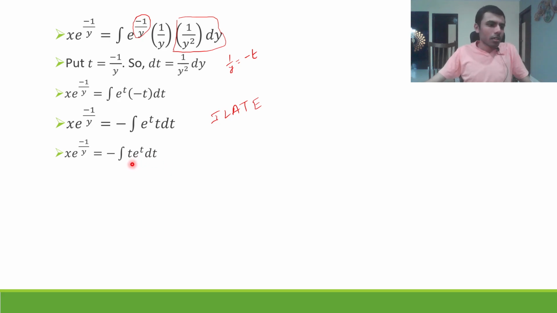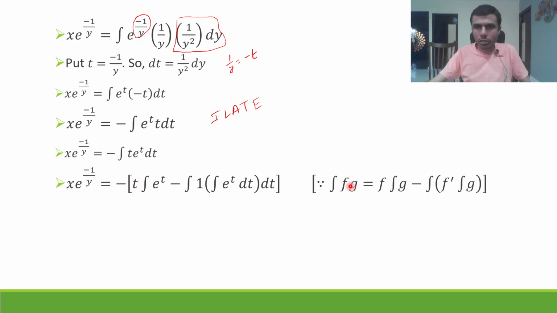Next. So integral fg is nothing but f integral g minus integral of f dash integral g. So minus is kept outside. Integral t e power t is going to be t times integral e power t minus integral of derivative of t, which is 1, into integral of e power t dt. Integral of e power t is e power t only.